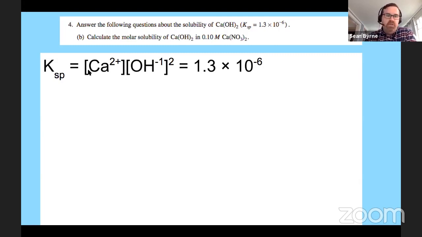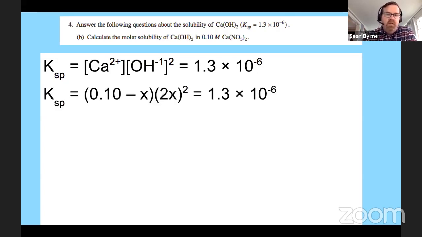We would call this a heterogeneous mixture. So the solids do not get included, only the ions that are in solution get included here. And remember that this 2 here is here because of the coefficient on the balanced net ionic equation. There may be a 1 that's our exponent up here, but we have a 2 up here because of our coefficient on hydroxide. And then we're going to just plug in our equilibrium concentrations from our ice table earlier on.